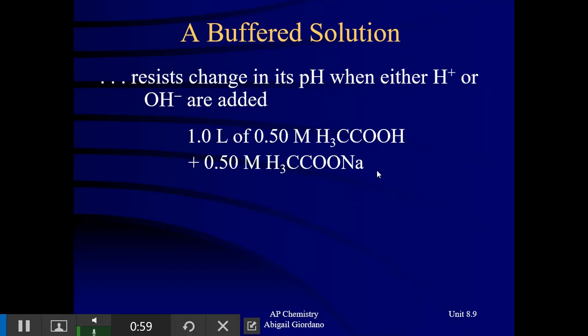Just to refresh your memory, remember that there are two types of buffer systems. It's either a weak acid and its conjugate base are both present. And again, usually that conjugate base is going to be coming from a salt of some sort, an ionic compound. The other type of buffer is a weak base and its conjugate acid is also present. Again, that conjugate acid is likely coming from some sort of a salt.